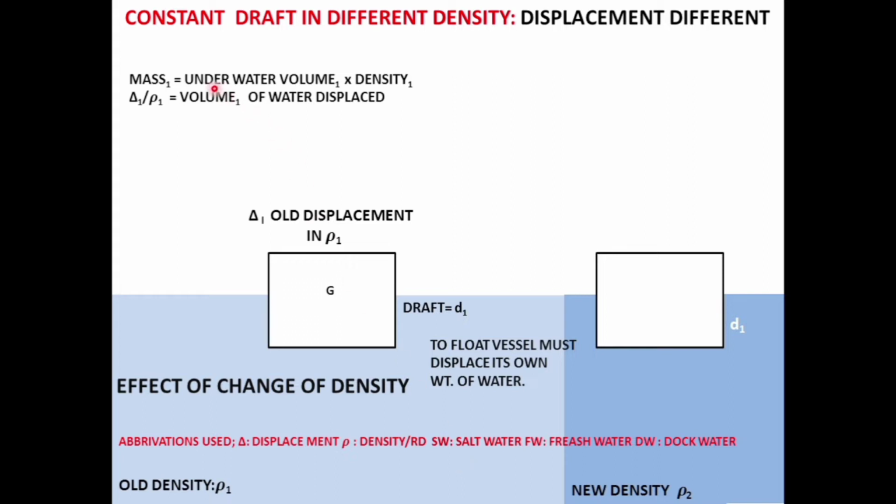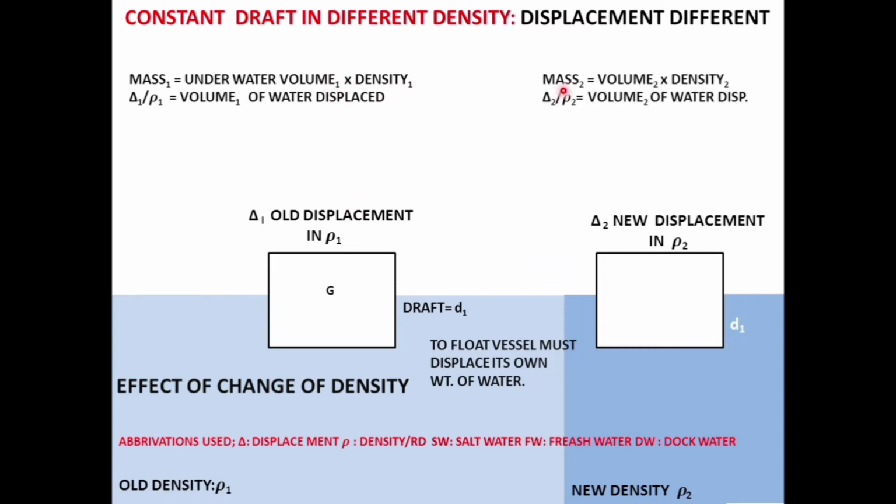And we know that mass per unit volume is density. So mass is basically the volume of water displaced multiplied by the density or relative density, specific gravity. So what is the volume displaced? Volume of water displaced is mass divided by the density. I'm just calling it the new displacement when this ship has moved from the density of rho 1 to rho 2, draft remaining constant. We had seen that displacement would change, so I'm calling it new displacement here in the new density.